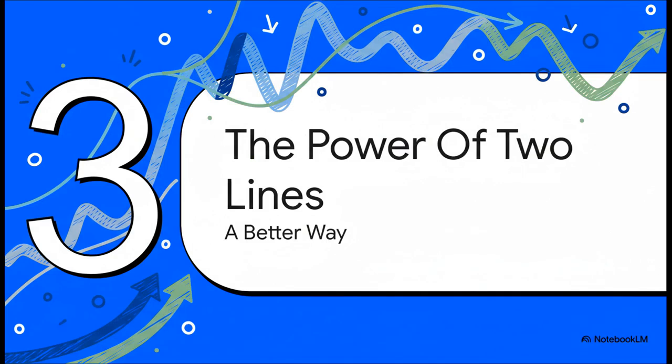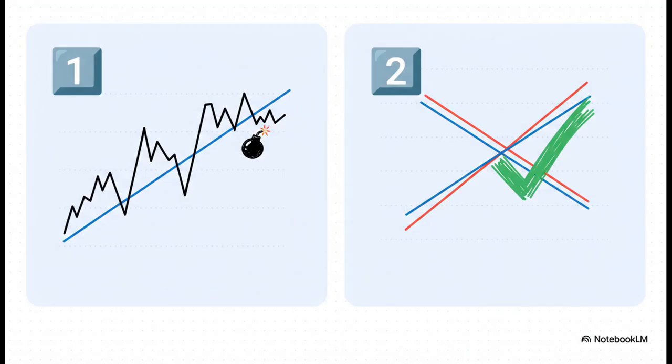Well, instead of just relying on one line, we're going to bring in a second one for confirmation. This two-line approach is a much better way to figure out what the real trend is. Let's just quickly break down why this is so much better. The one-line method is all about price crossing that single line, and as we just saw, that can totally lead to fakeouts. The two-line method is different. It's not about the price, it's about the relationship between the two moving averages themselves. And that gives us a way more reliable signal.